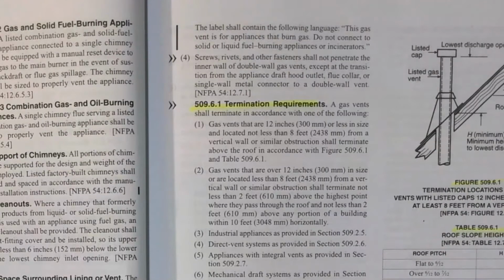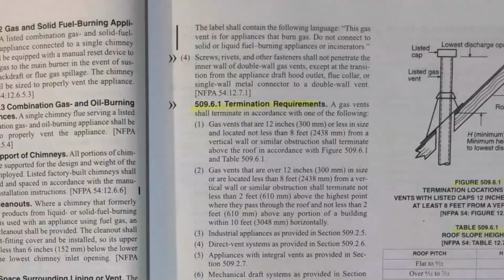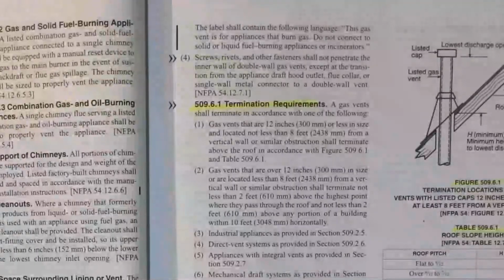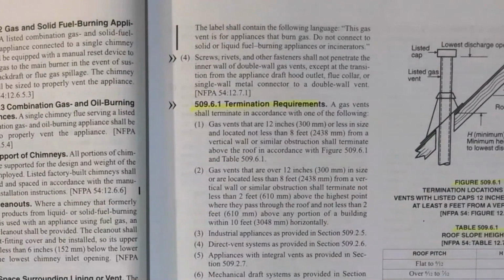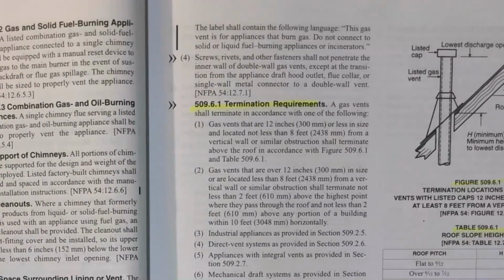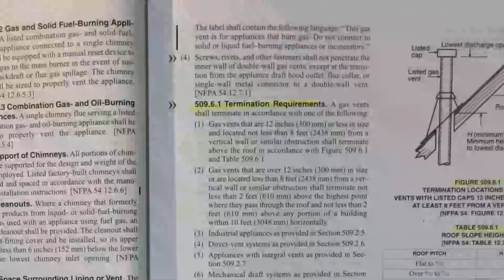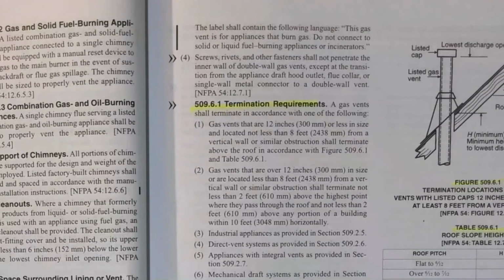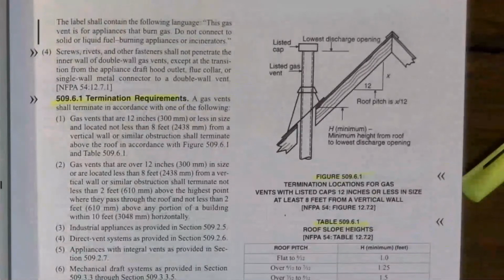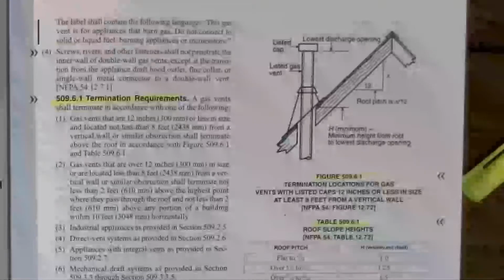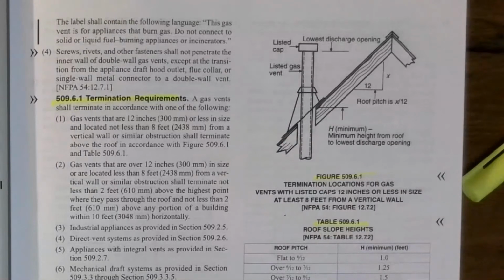Termination requirements. A gas vent shall terminate in accordance with one of the following. Number 1, the gas vents that are 12 inches or less in size and located not less than 8 feet from a vertical wall or similar obstruction shall terminate above the roof in accordance with Figure 509.6.1 and Table 509.6.1. There's 509.6.1. You have to have a cap, you have to have your listed gas vent there, and then you have H, which is the minimum height from the roof to the lowest discharge. The pitch of the roof is X over 12.